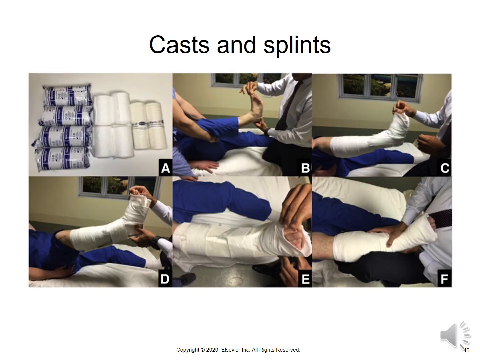Splints and casts are applied to immobilize joints and bones after injury or surgery. A splint consists of a strip of rigid material that immobilizes an extremity. It provides partial protection while the site heals. The splint can be adjusted as the swelling changes.